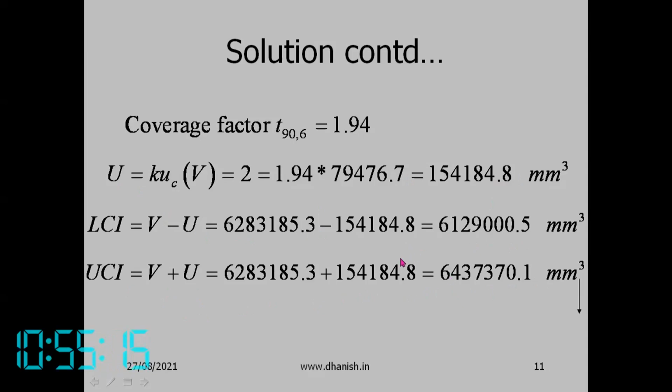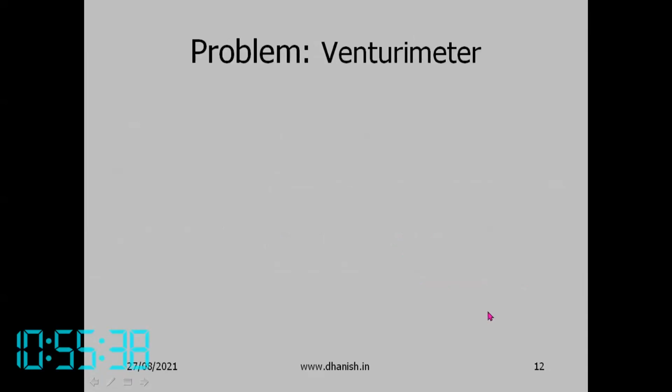Okay, so that is how you calculate the coverage interval for the measurement result. So the measurement result is 6283185.3, plus or minus 154.184.8. So the two limits are these two. Okay, so that is how we calculate the coverage interval.